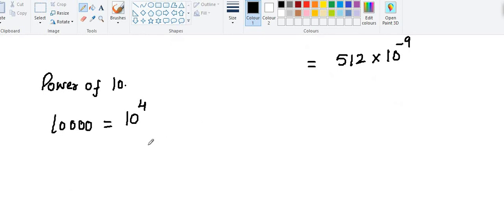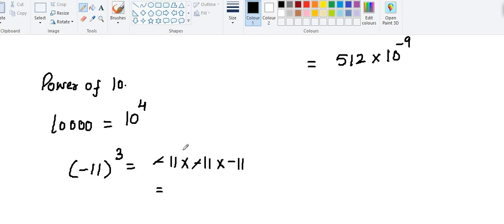I ask you what is minus 11 cube. So it will be minus 11 into minus 11 into minus 11. As you can see that there are 3 minus signs, so 2 will be cancelled out and you will calculate 11 cube. It will give you 1331. Now only one minus sign is there, so it will come with the answer.